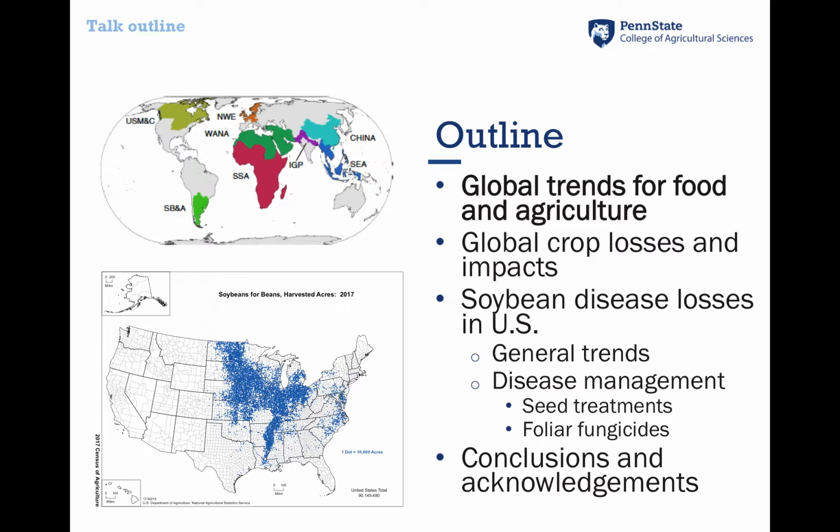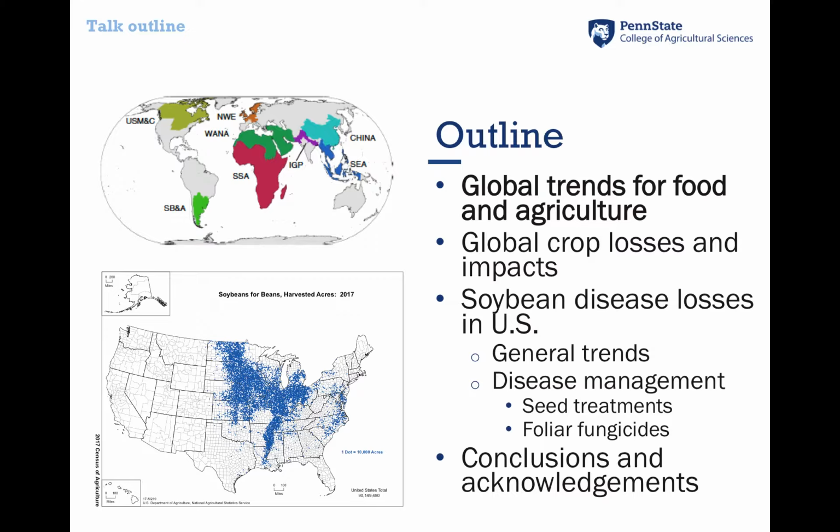We've been working for several years. Actually, this goes back to about 2011, and several in this audience are well aware of this, providing data on soybean disease losses. How do we look at some of the general trends? And what are we trying to do to extract more information out of that in terms of disease management for things like seed treatments and foliar fungicides, and then a little bit of conclusions and acknowledgements that way.